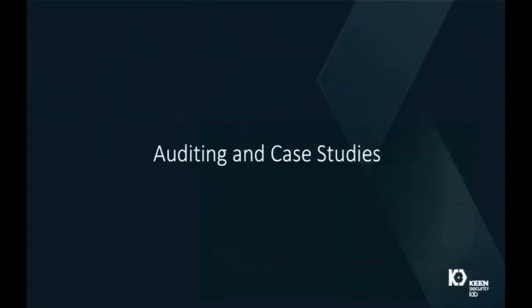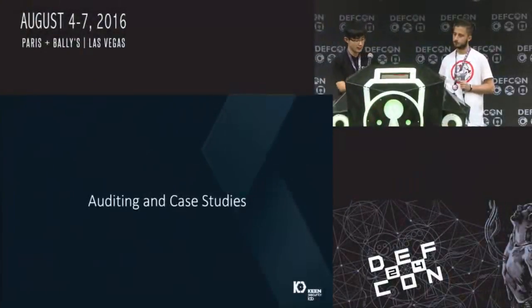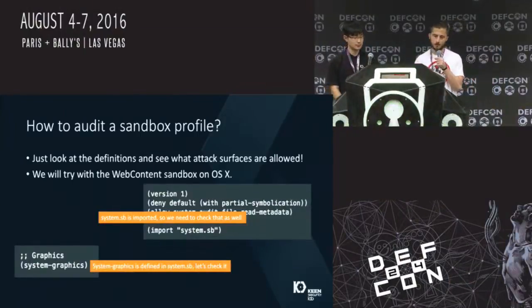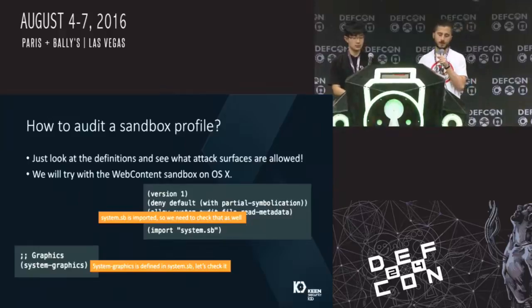So let's turn to you have the brief overview of how Sandbox is implemented and where you should look into the policy files. And now let's see how to audit the Sandbox profile to find the possible attack surfaces. So how do we audit a Sandbox profile? Well, the first thing to do, obviously, is to read the definition of the Sandbox profile in order to find the best attack surfaces.